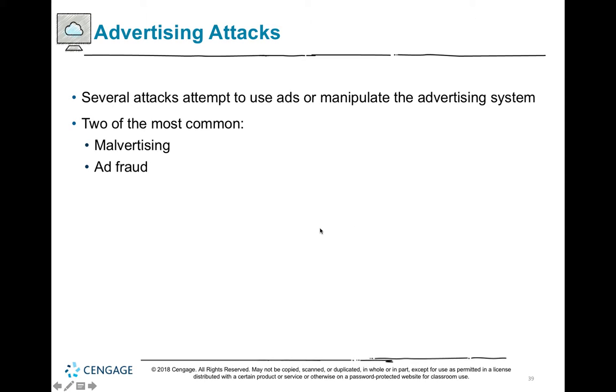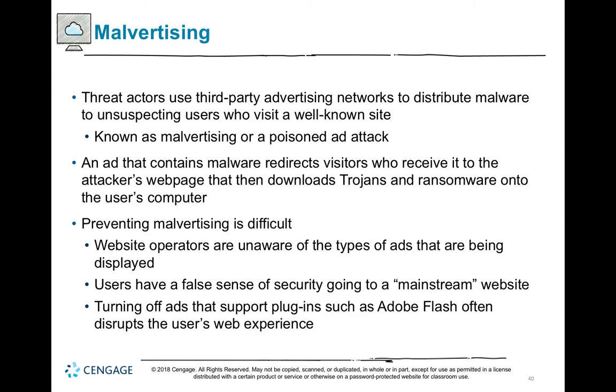Right, and so advertising attacks. We'll talk about malvertising and ad fraud. Malvertising is basically advertising. When you visit a web page, you've got ads on the side of it. They pop up and entice you to click on them. So malvertising is a way to poison an ad attack: to put malicious code in there instead of an ad, or a link to malicious code.